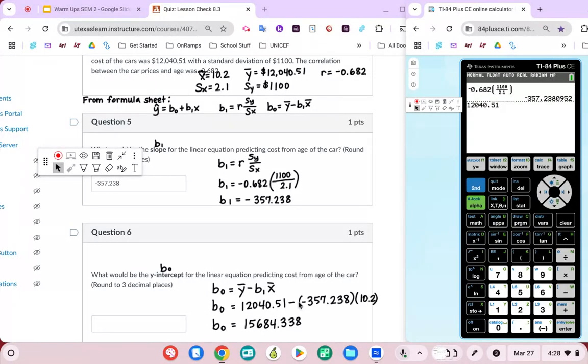And then the formula says minus. We want to put our slope that we just found, the B1. So we just found it to be negative 357.238. And then we're going to close that parenthesis, and then we're going to multiply it by x bar, which is 10.2, the average of the x's.